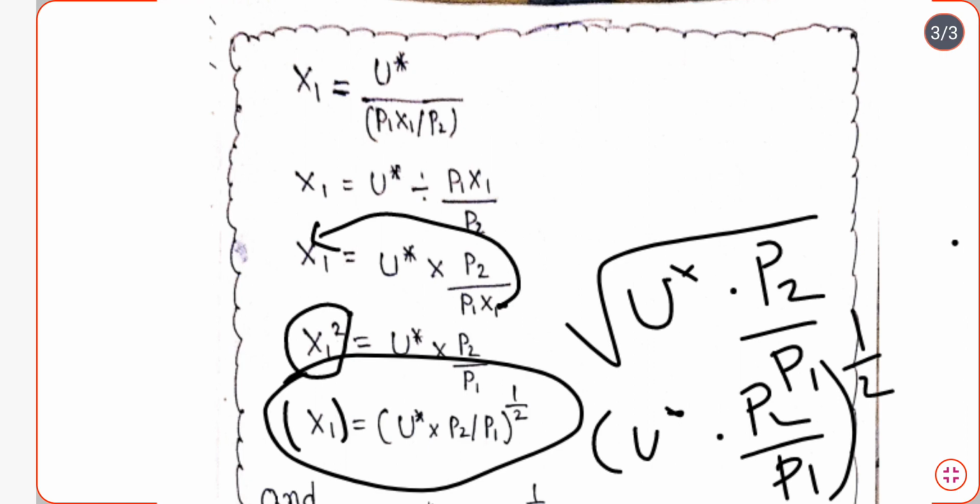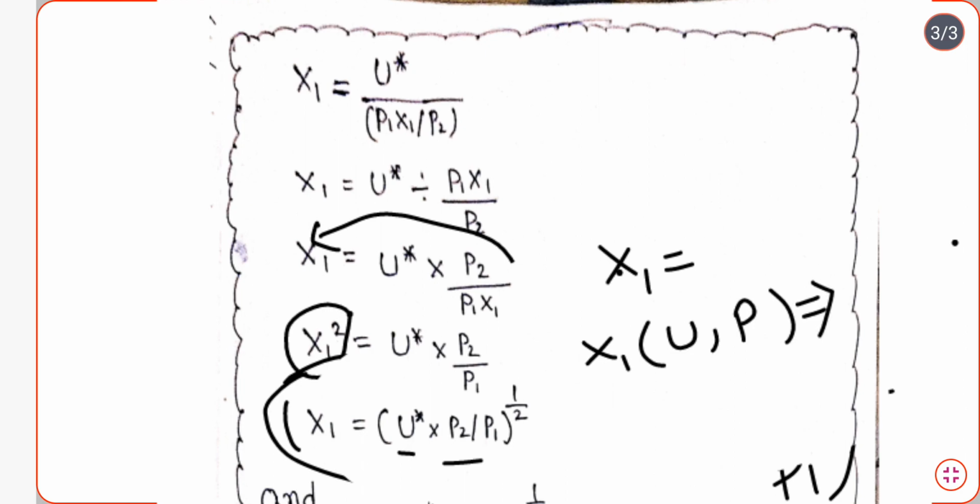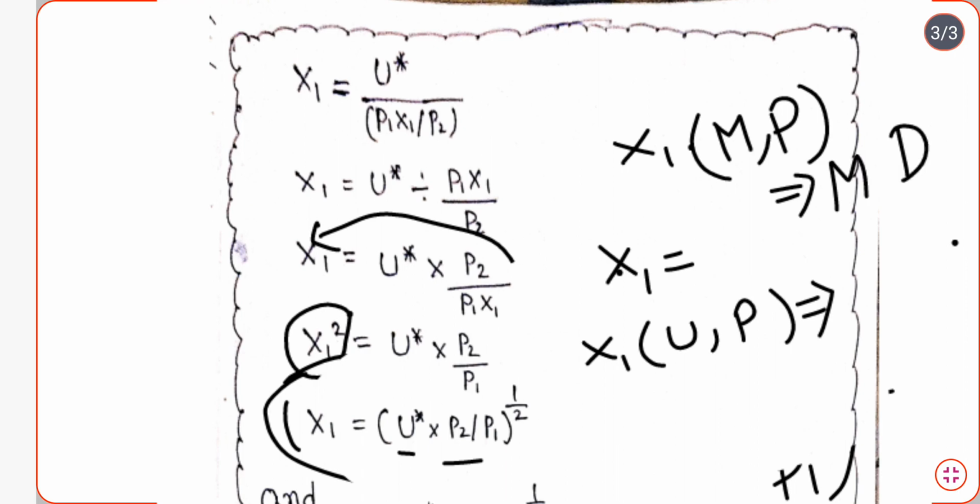Now here it is very important to understand that this is also an important terminology in microeconomics. Here x1 is a function of utility, obviously, and the price of the commodities. Where x1 is a function of utility and price, this is called the Hicksian demand function. And if x1 is a function of income and price, then this is called the Marshallian demand function. I hope this concept will be very clear to all of you after this video: where x1 is a function of income, that is M, and price, that is the Marshallian demand function. If x1 is a function of utility and price, then this is the Hicksian demand function.